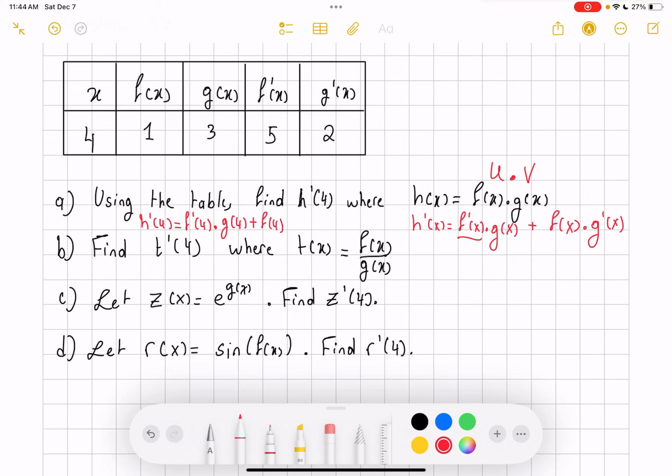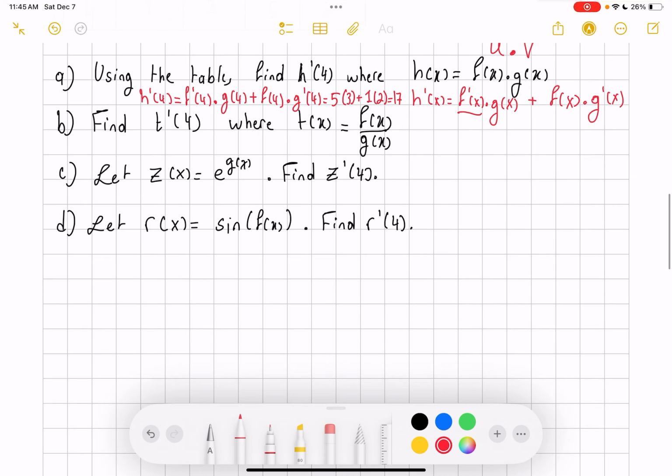plus f of 4 multiplied by g prime of 4, which is going to be, f prime of 4 is going to be 5 multiplied by g, which is 3, plus f, which is going to be 1 multiplied by g prime, which is 2. So 5 times 3 is going to be 15, plus 2, 17. So the answer for the first question is 17.